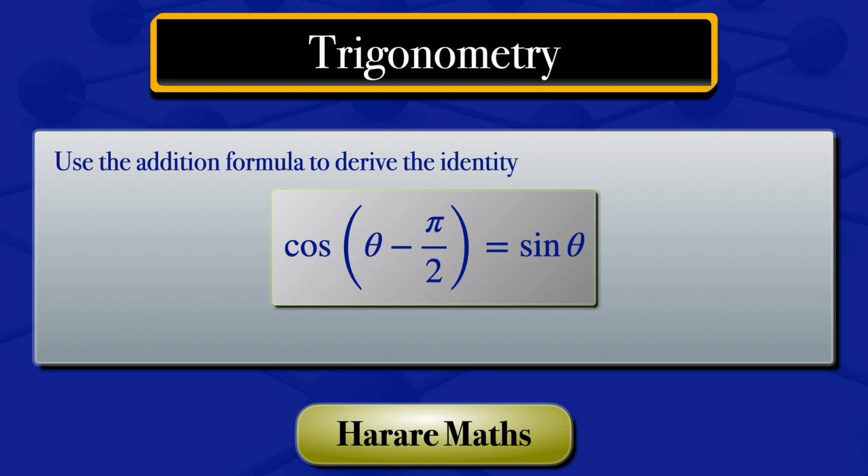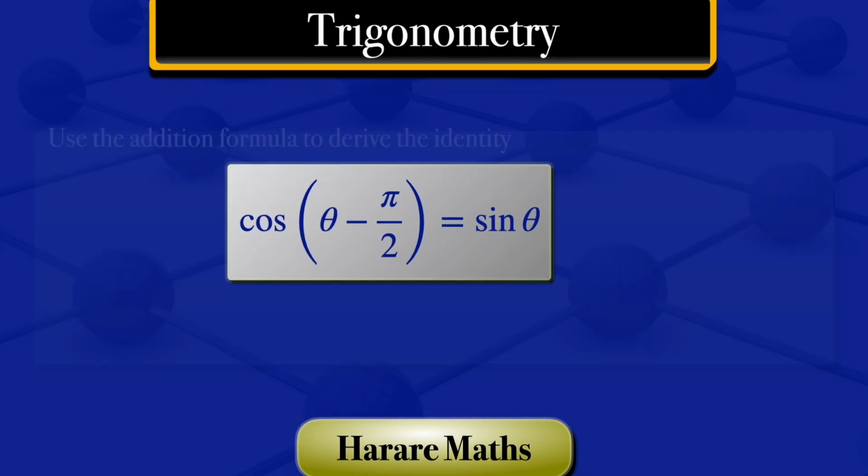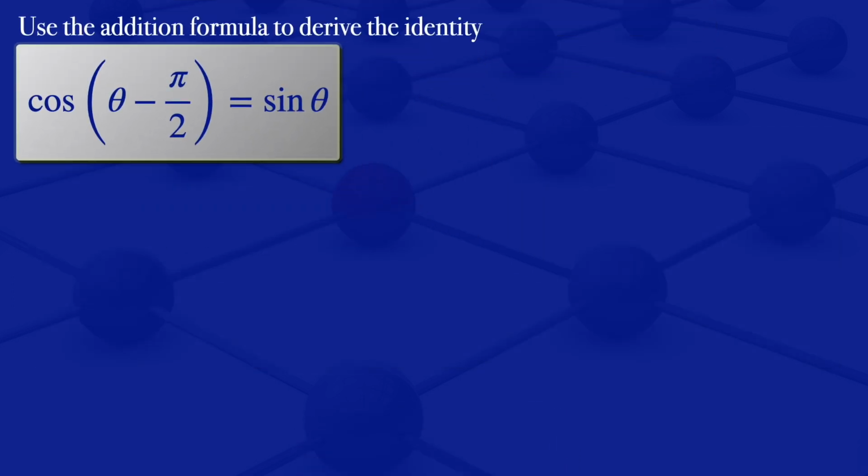In this video, I'm going to use the addition formula to derive the identity cosine of theta minus pi over 2 is equal to sine of theta. So what we'll be looking at there is the addition formula for cosine.